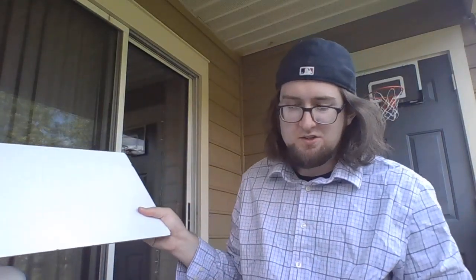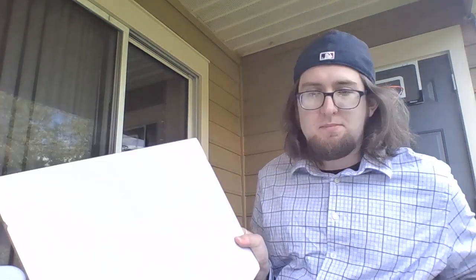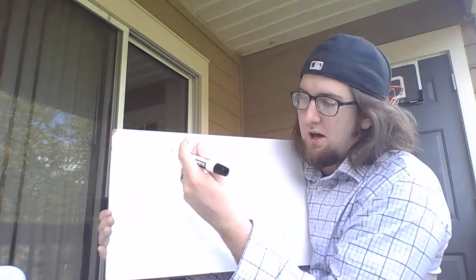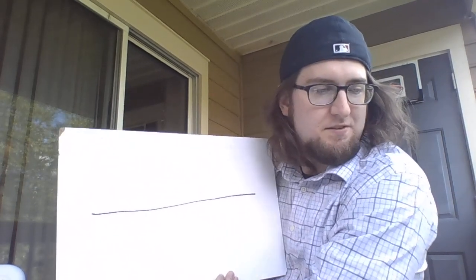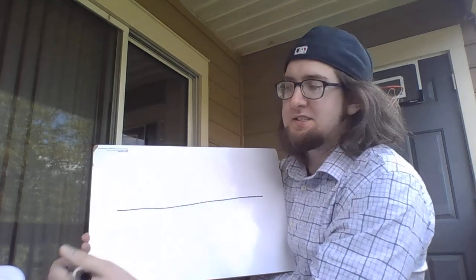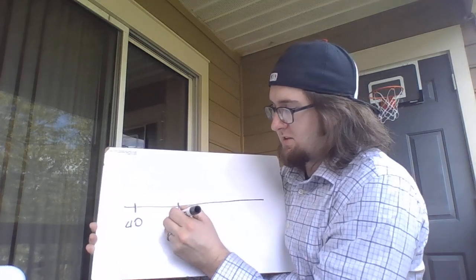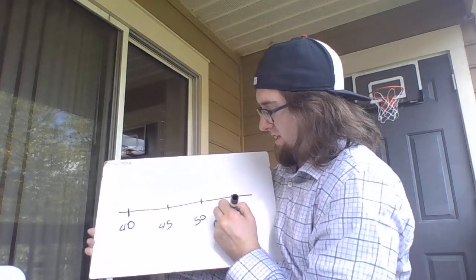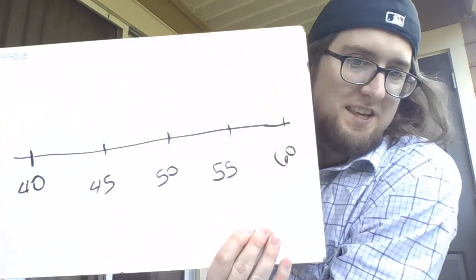So let's do that. So our data is going from 41 to 57. So I want to create a box and whisker. The scale needs to be uniform. It needs to be a set scale. So let's go up by, if we're going from 41 to 57, let's start at 40, end at 60, and go up by 5. So if this is 40, we'll make this 45, 50, 55, and then 60. Okay, so there is our scale.